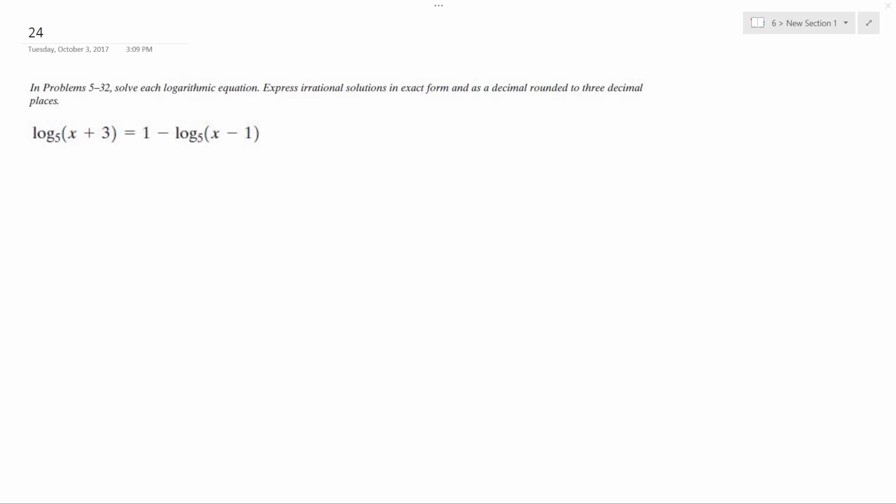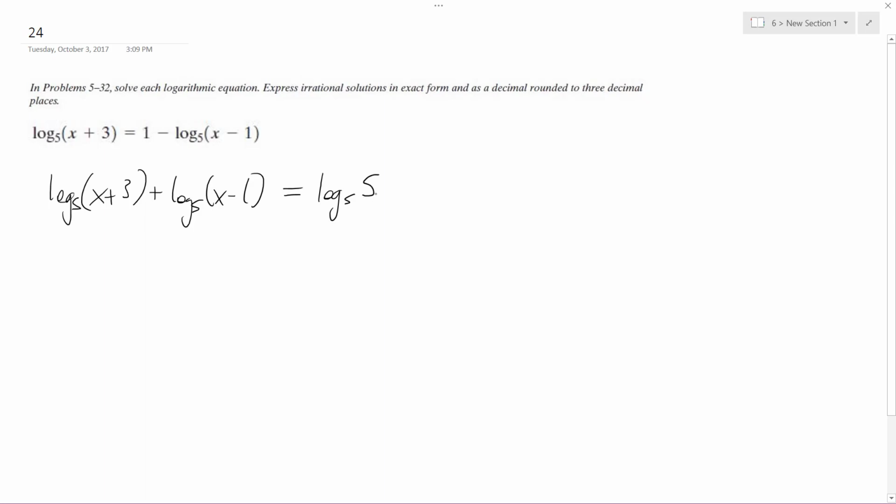Solving this problem, rewriting it. So I can do this. So log base 5 of x plus 3, plus log base 5 of x minus 1, and then equals 1. But I'm going to rewrite 1 as log of 5 base 5, because that's the same thing as 1.